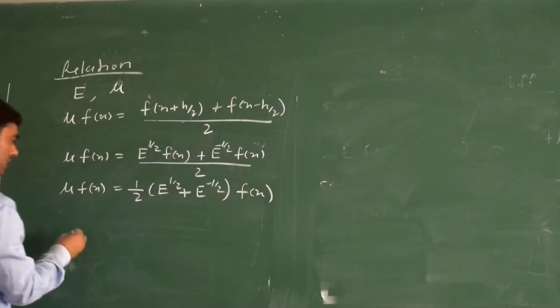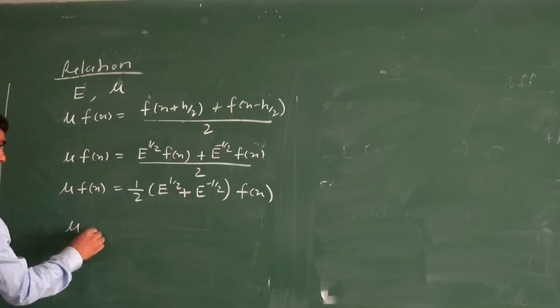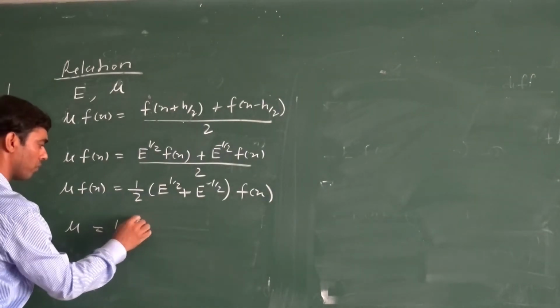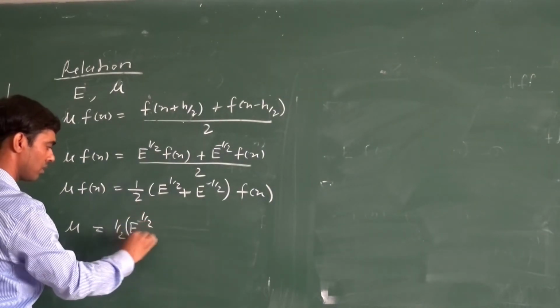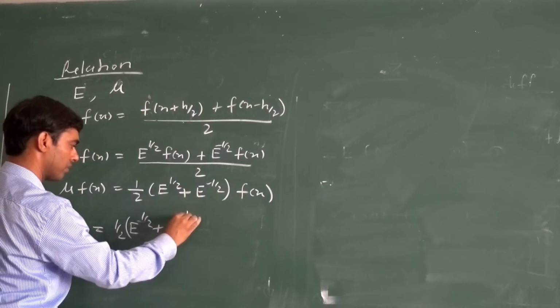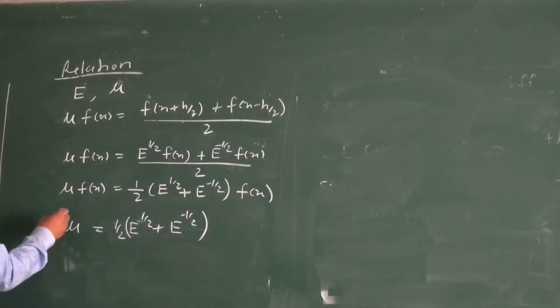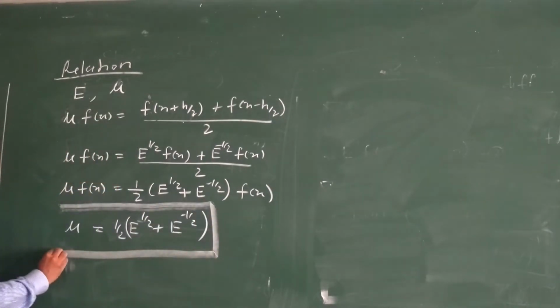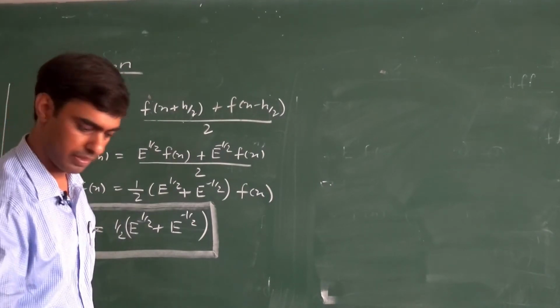Then what is the relation? The relation becomes mu equals 1 by 2 times E to the power 1 by 2 plus E to the power minus 1 by 2. So this one is a relation between the average difference operator and the shift operator.